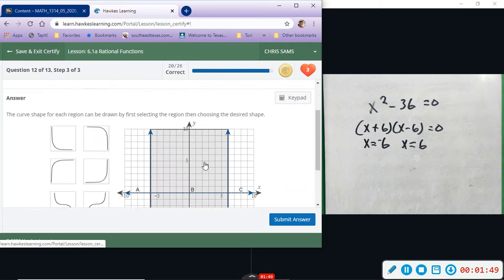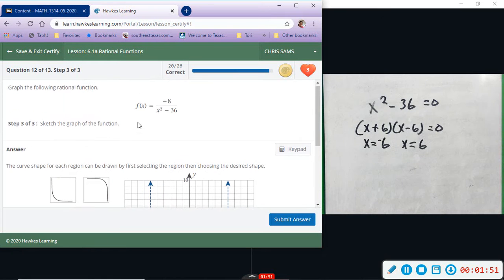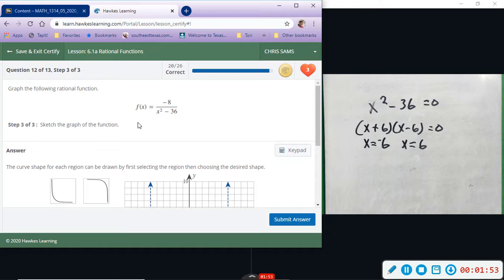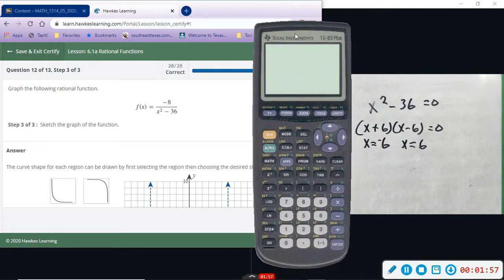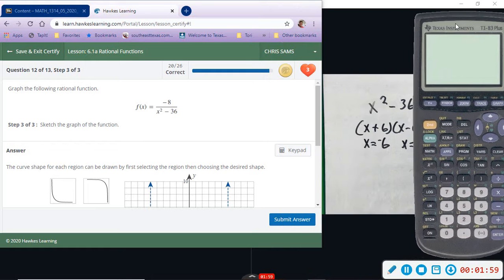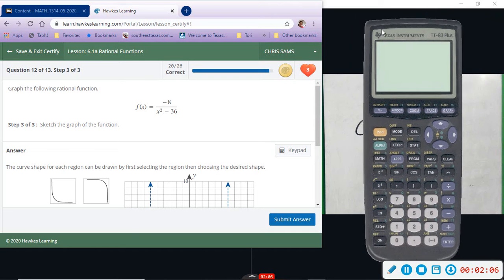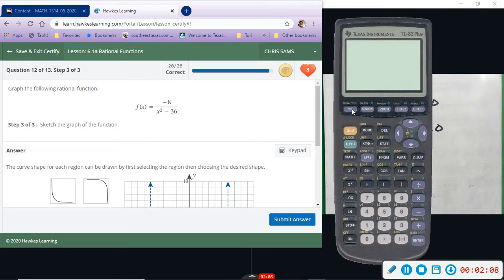And last step, they want you to sketch the graph. Okay, so the best thing to do is just to graph it with a calculator. With some experience, you can kind of understand what part of the graph would be plotted in, but just graph it and then translate it here.